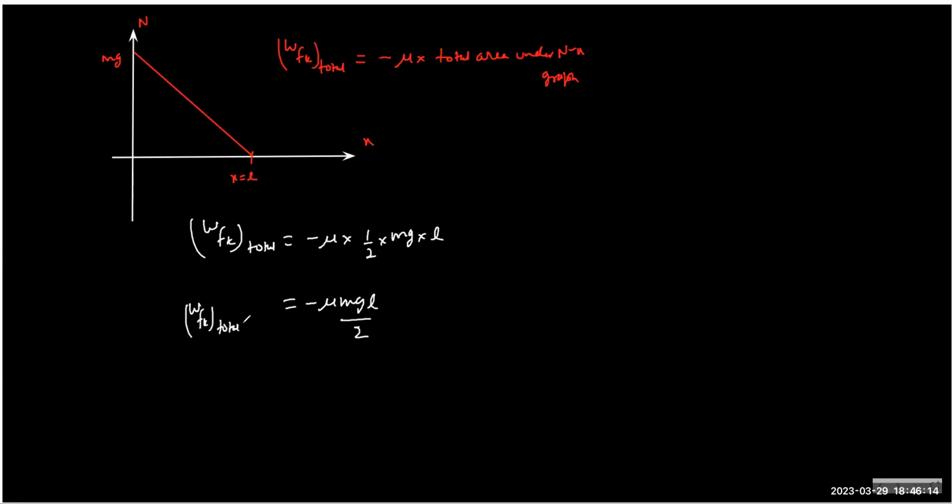Now, this is something easy to remember. Whenever you want to find the work done by friction, when the force is varying because of the decrease in normal, you just quickly plot the normal versus x graph, find the area, and write work done equals minus mu into the area under the N-x graph. So that is an easy way for you to remember the answer. In case you forget the formula, if you know how difficult it is, stick to this method.